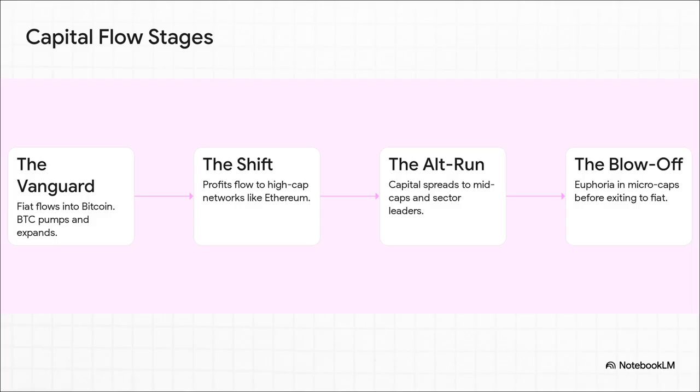Then comes Stage 2, the shift. Profits start flowing out of Bitcoin and into high-cap established networks. Think Ethereum or Solana. Next up, Stage 3 is the alt-run. Capital spreads even further down into mid-caps and sector leaders like DeFi, Layer 2s, or AI tokens. And finally, Stage 4 is the degenerate blow-off. Money rushes into microcaps and meme coins. But listen up, a serious warning here. Once this absolute euphoria hits, the smart money completely vanishes. They exit right back into stablecoins and fiat, and the whole cycle resets.